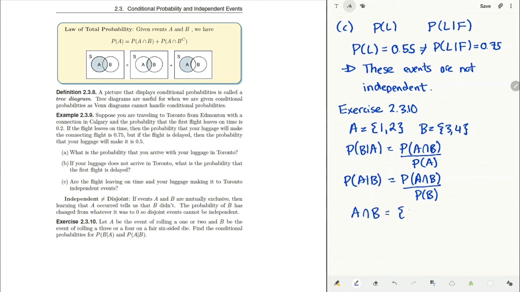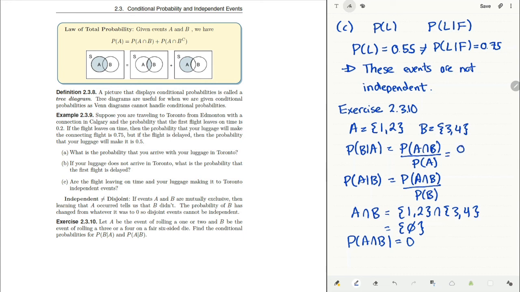we can determine the intersection by looking for the outcomes which are common in both. However, there are no outcomes in common, and so the intersection of A and B is empty. So this tells us that the probability of A and B is equal to 0. So it's impossible for the result of a die roll to be a 1 or a 2 and for it to be a 3 or a 4.